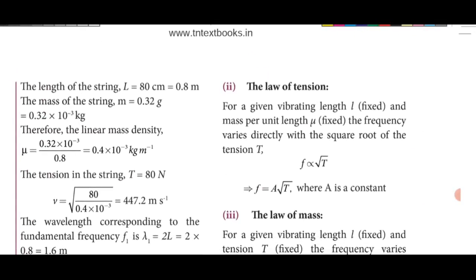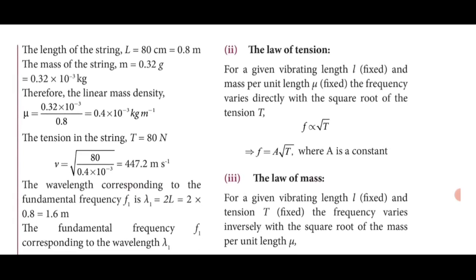The second law is the law of tension. For the given vibrating length L, with length and mass fixed, the frequency varies directly with the square root of the tension. So F is directly proportional to √T, so F = A√T. Here A is a constant.